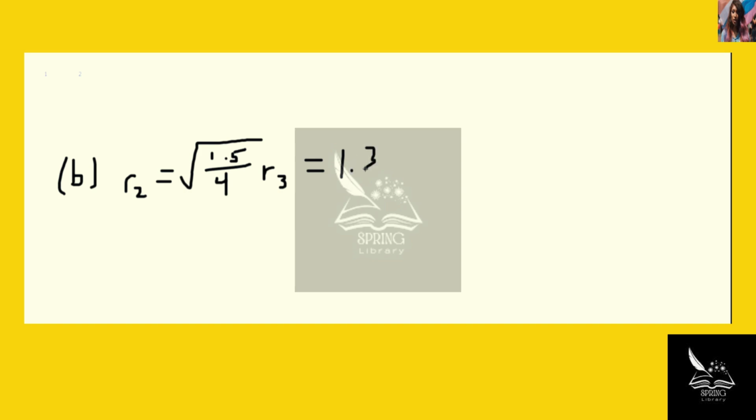Now, doing the exact same thing for part B, we find that R2 is equal to the square root of 1.5 to 4 times R3. And this is equal to 1.22. Units here are millimeters. We can box that in as our solution to part B.